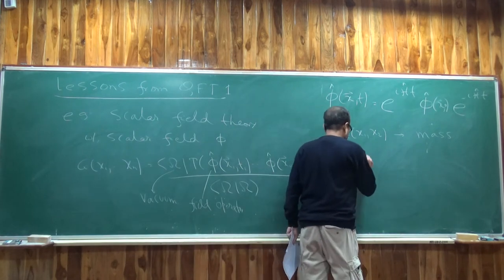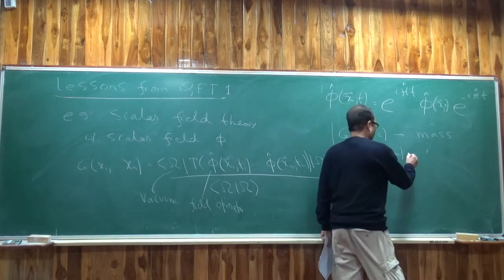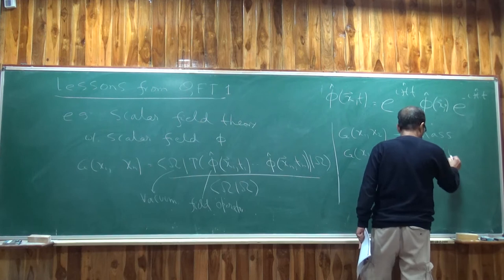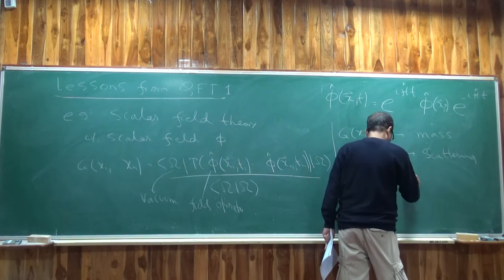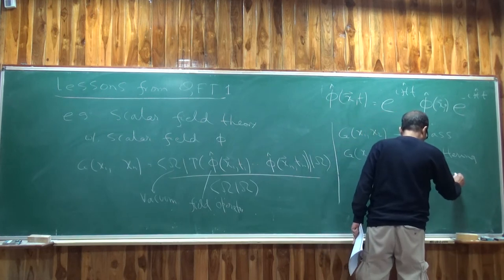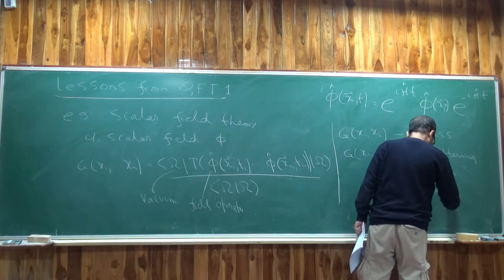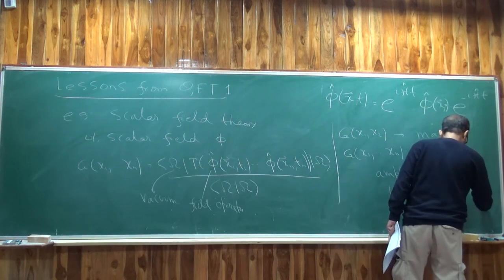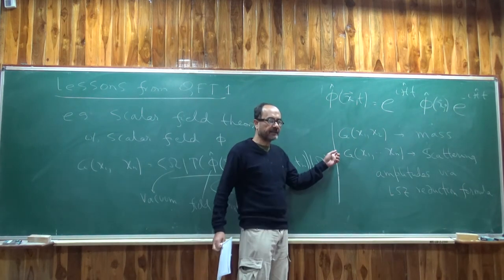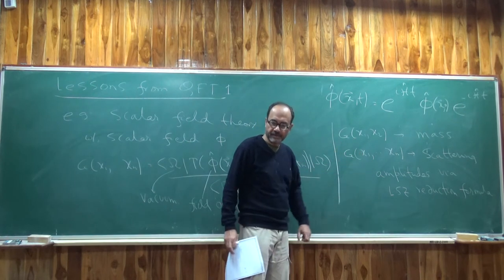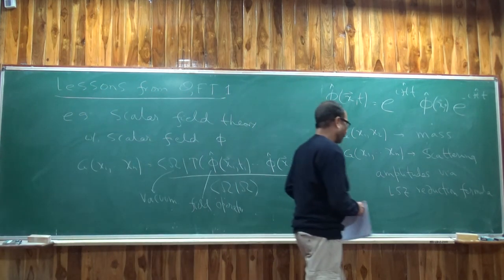On the other hand, if you have an n-point function, G of x1 to xn, this gives you information about the scattering amplitudes via the LSZ reduction formula. This is familiar. So if I give you the Green's function, you can calculate the scattering amplitude. So this is the general formalism.